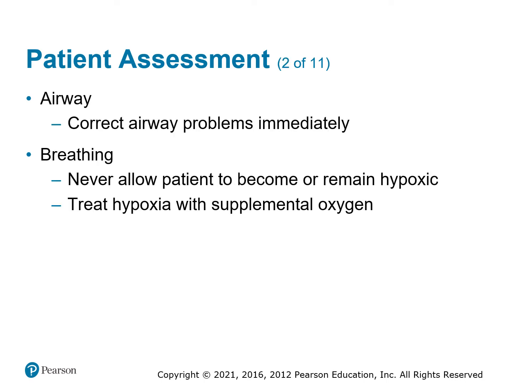Again, here are some very simple concepts. It's been covered multiple times through the course of this class so far, but start with airway and then correct any airway problems immediately. Doesn't matter if they're bleeding profusely from their leg if you can't correct the airway problem. Never let your patient become or remain hypoxic. If they're not breathing adequately, then it's time to grab that BVM and start treating the hypoxia, getting them some supplemental oxygen.